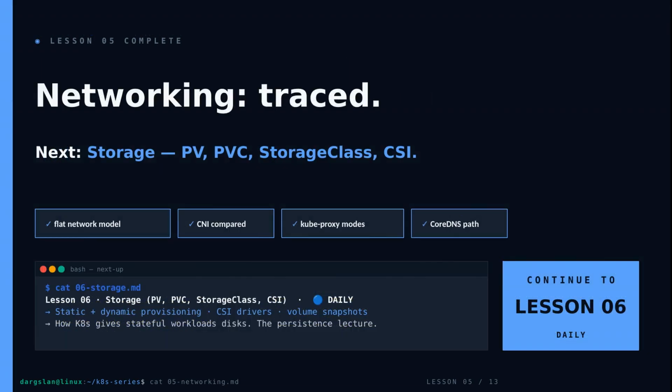And that's networking, traced from the flat network model through CNI, kube-proxy modes, and the CoreDNS path. Tomorrow we shift from how pods talk to how they remember. Lesson 06 is storage: persistent volumes, claims, storage classes, and the CSI drivers that make stateful workloads possible. Run those 3 exercises tonight, and I'll see you at the persistence lecture.